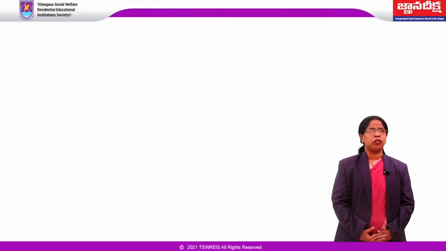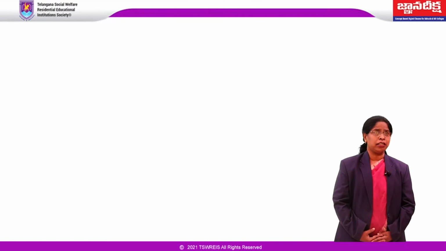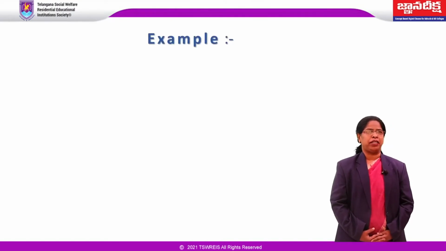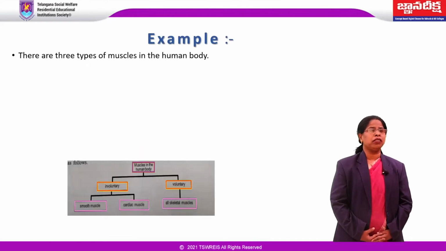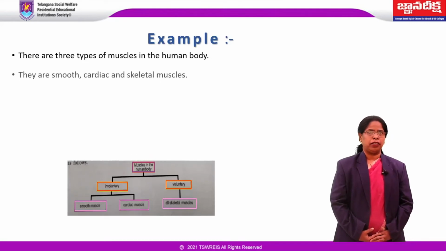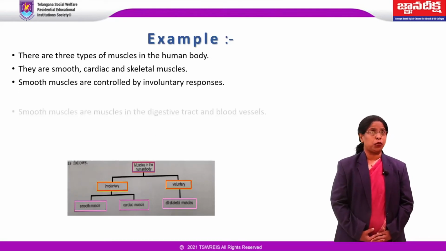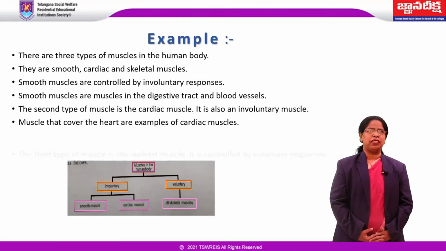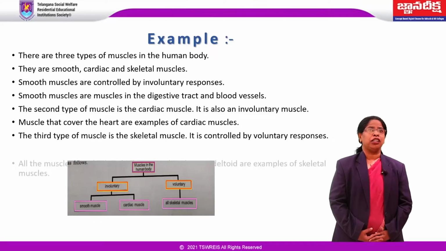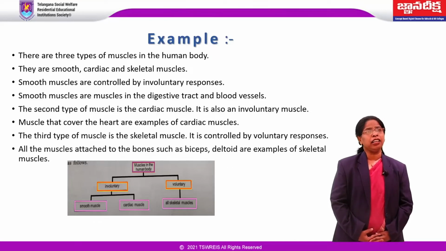The diagram is also talking about scientific knowledge, isn't it? Just look at the picture, you will understand. There are 3 types of muscles in a human body. They are smooth, cardiac and skeletal muscles. Smooth muscles are controlled by involuntary responses. Smooth muscles are also the muscles used in the digestive tract and blood vessels.